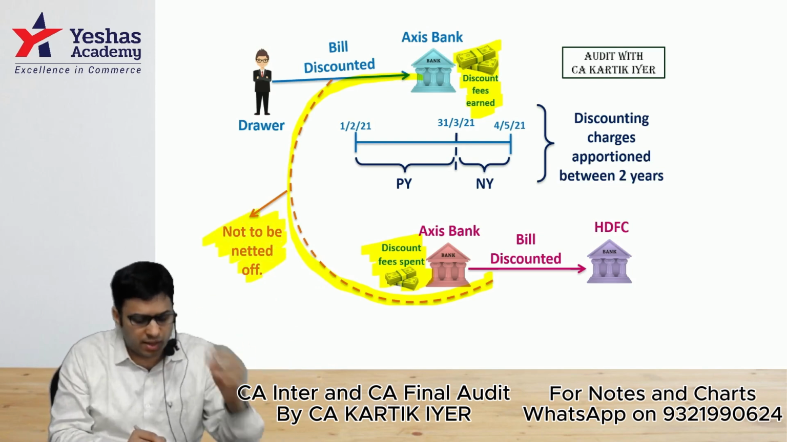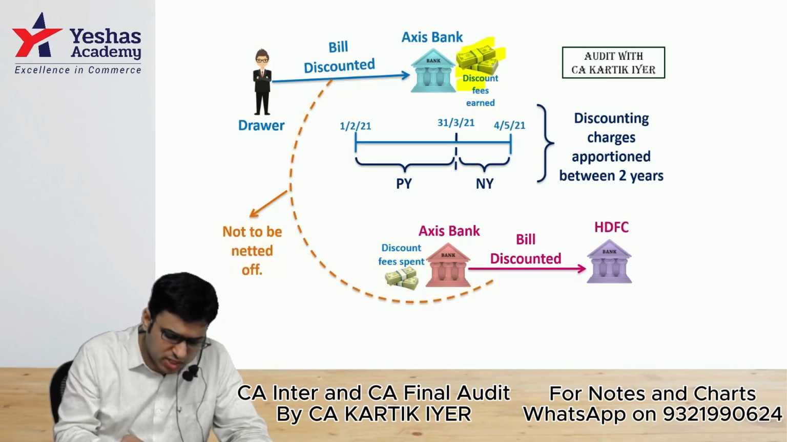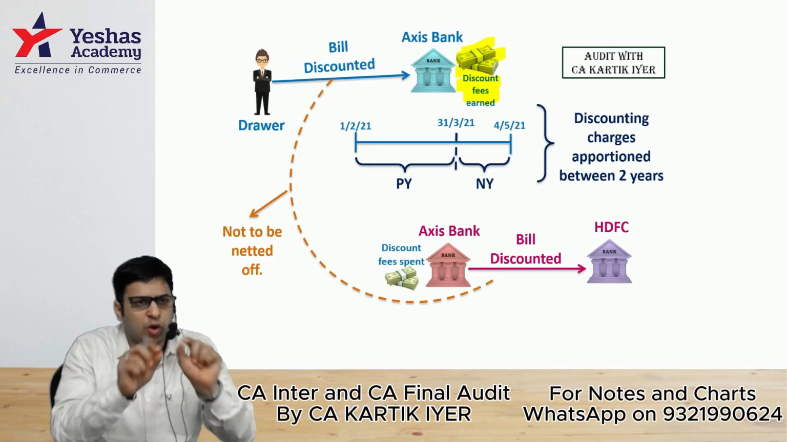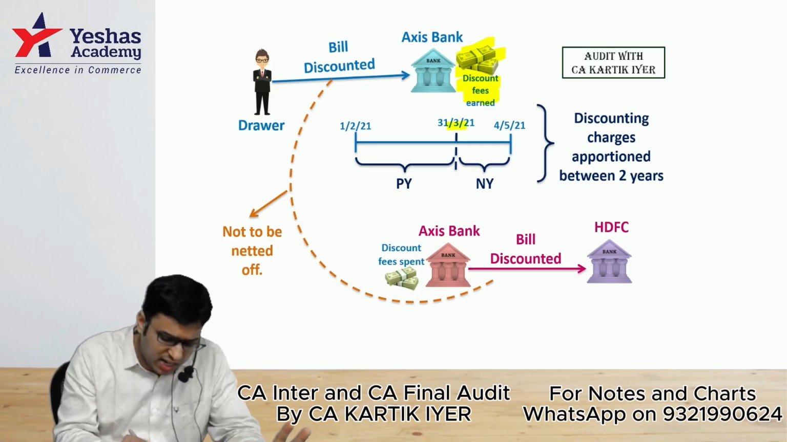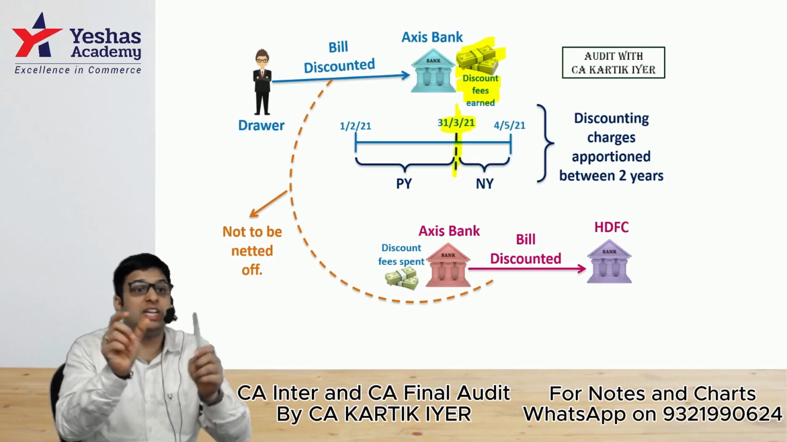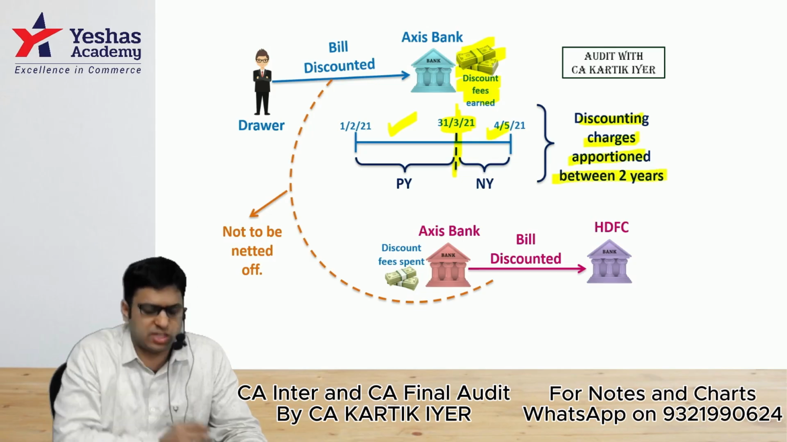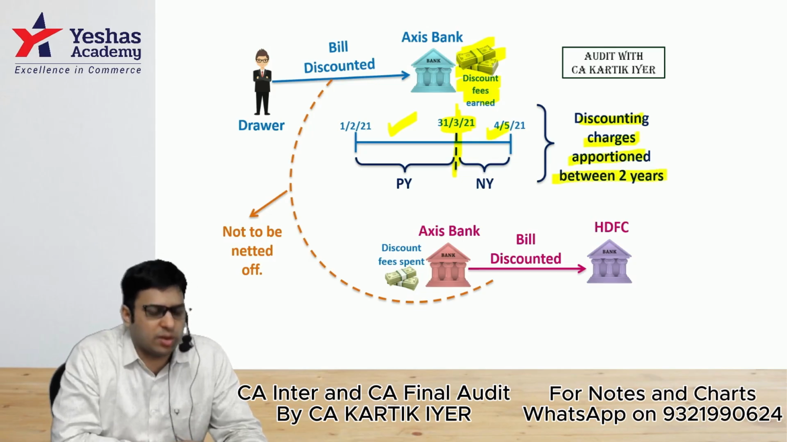Concept number 3, discount fees which is earned. And if the discounting period is such that the year end is coming in the middle, then the discount fee should be apportioned, divided between the 2 years. Discounting charges should be apportioned between the 2 years. This is what we had seen. Okay, this is concept number 3.